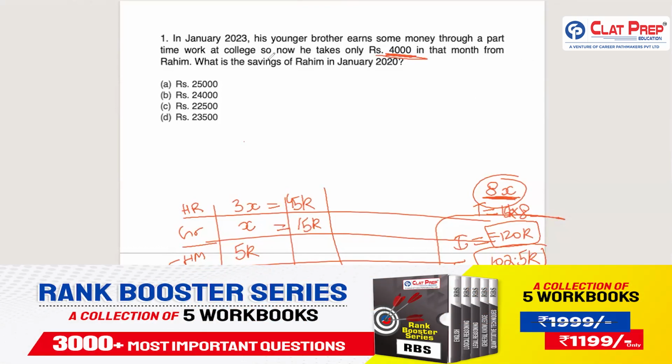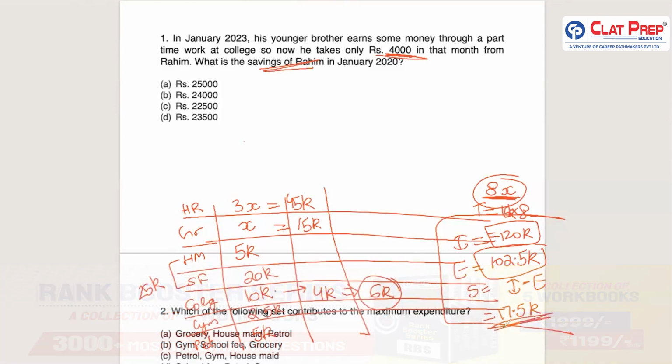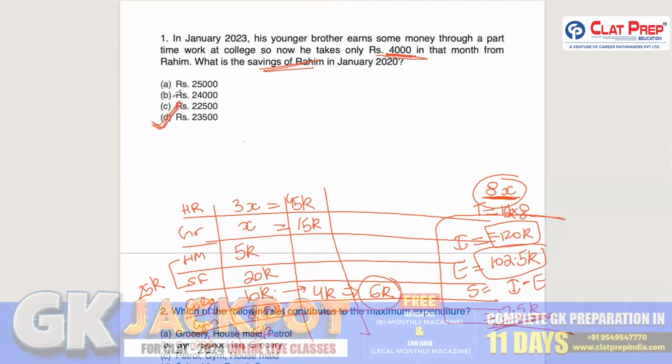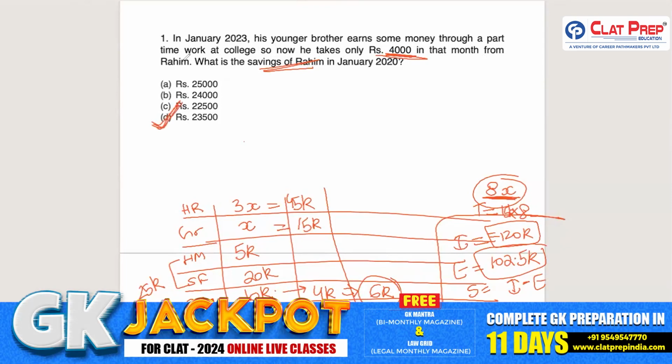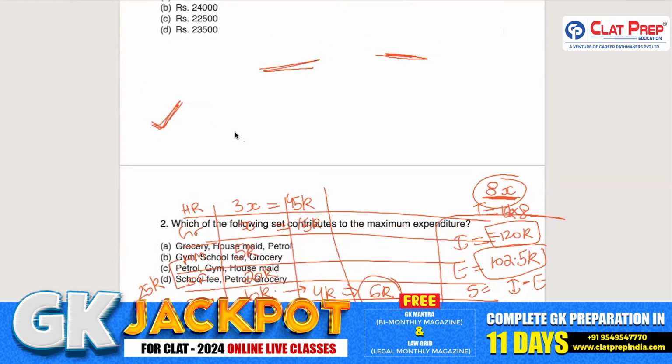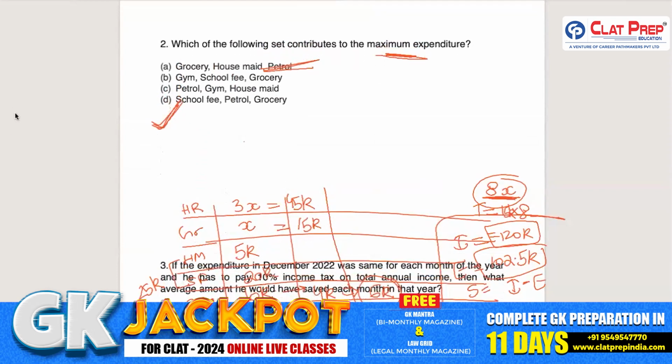ठीक है, in that month, now what is the savings? पहले रहीम की सेविंग्स कितनी थी? 17.5K. हमने पहले निकाल लिया. Good job. 17.5K तो पहले ही थी. 6K और बच गया. कितना हो गया? 23.5K. ठीक है, easy. We have to come back to the questions easily and quick. Okay, moving to the next question.